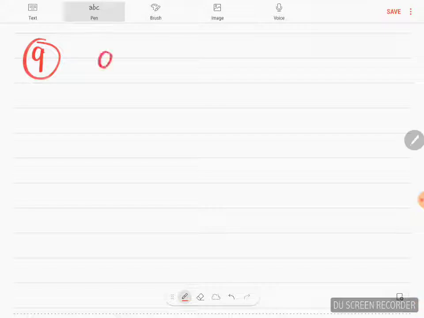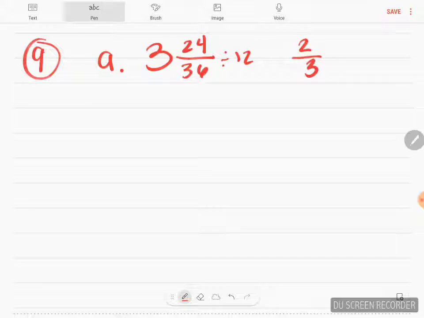Question 9 has 2 problems. A, it wants us to reduce 3 and 24 over 36. Never had to say that one before. So when we reduce that, we're looking for the greatest common factor. All right, so looking at this, I know that both of these numbers are multiples of 12. So I can divide both of these by 12. 24 divided by 12 is 2. 36 divided by 12 is 3. So when I reduce this, the answer I get is 3 because I have to keep that base number. 3 2/3.